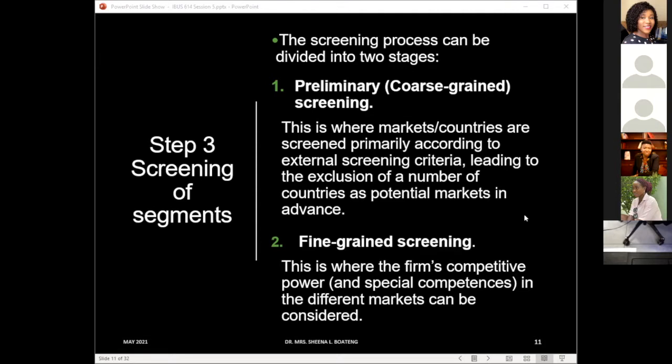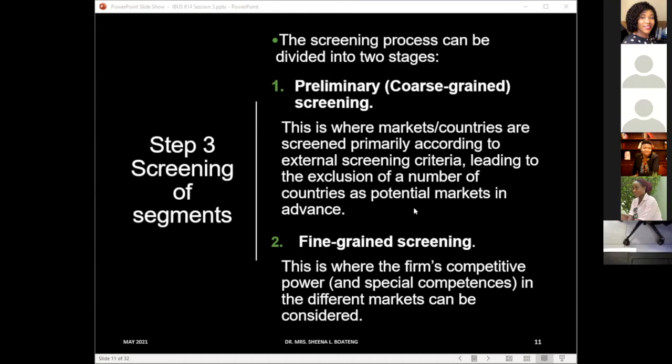Because bear in mind that the segments that you are finding attractive, other firms are also finding attractive. And you need to make sure that once you decide to compete in that market, you have what it takes to create a superior position for yourself in that market, such that you can gain a competitive advantage and maintain it into the long term.